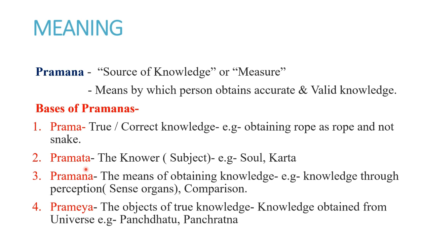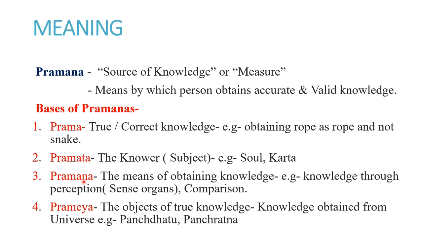Second is Pramata. Pramata means the knower, that is the subject. That is we as people. We get knowledge from books, we get knowledge from television, internet, magazines. So the person is going to be Pramata.